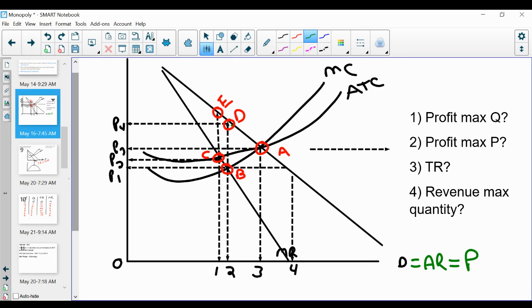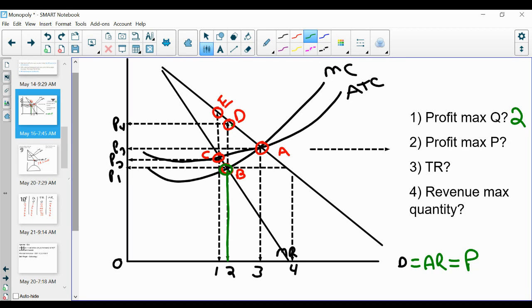Okay. To answer the first question, what's our profit max quantity? We always find where MR equals MC. So that skill has not changed at all. And that would be at point B. But it asked me, what is my profit maximizing quantity? So from this point, I would follow it down, right? Because the bottom is always going to be my quantity. So my answer here would be 2. So if you answered that, great job.